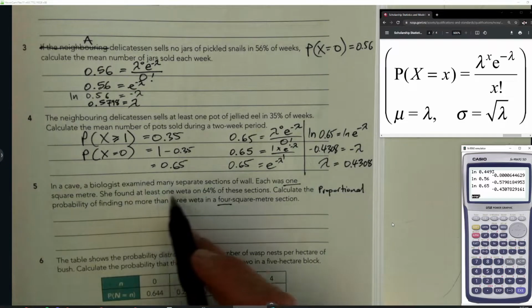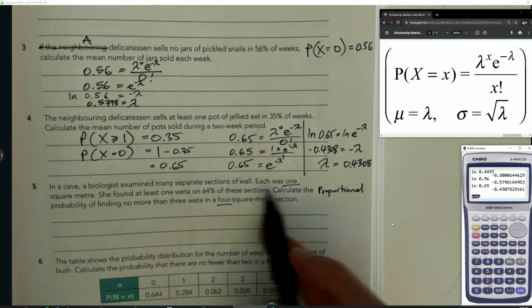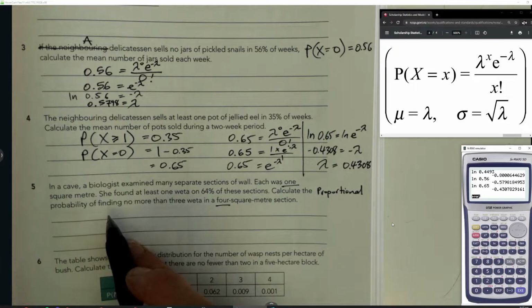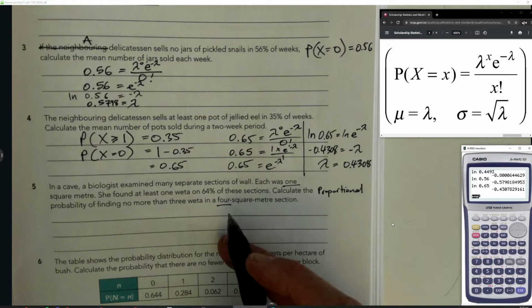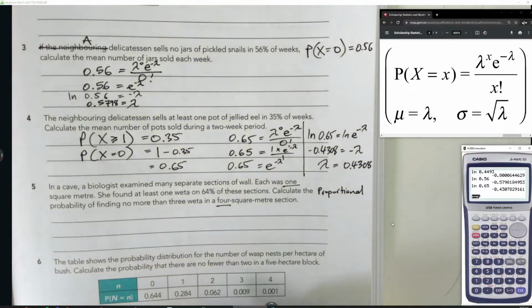So each one, she found at least 1 in 64% of these sections. Calculate the probability of finding no more than 3 weta in a 4 meter square section. I'm going to leave you guys to do that one.